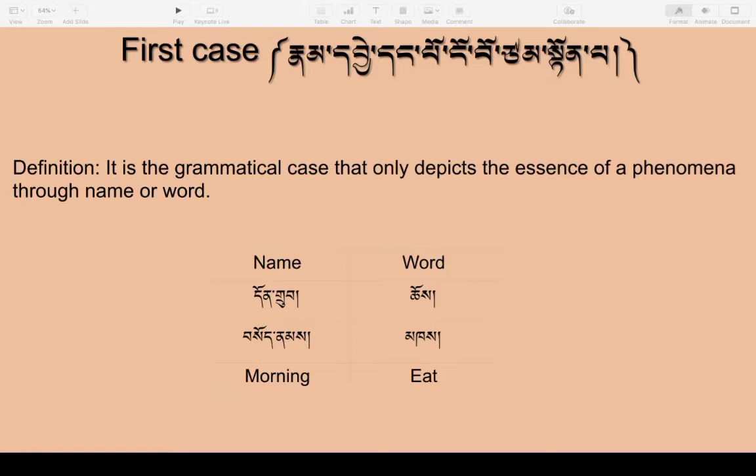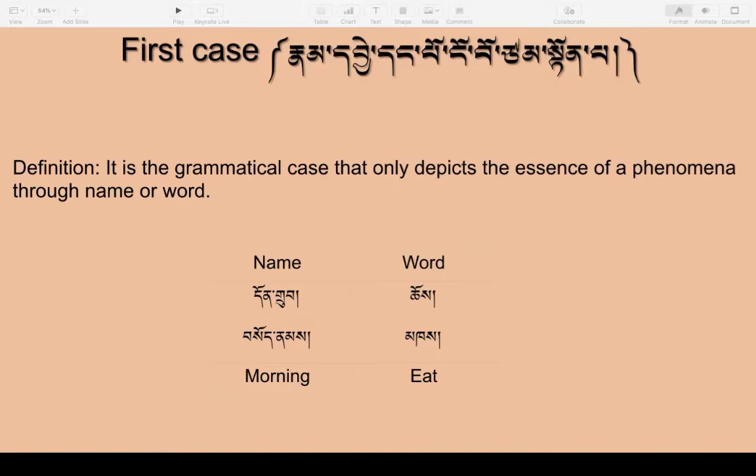When we are talking about the name, we will not think about the action of this name, or talk about the description of this name. Therefore, it holds an individual meaning for each of its aspects. And that individual aspect of that very word or name is being protected by the first case. So the definition is, it is the grammatical case that only depicts the essence of a phenomenon through name or word.